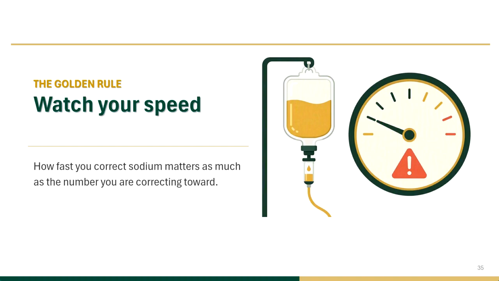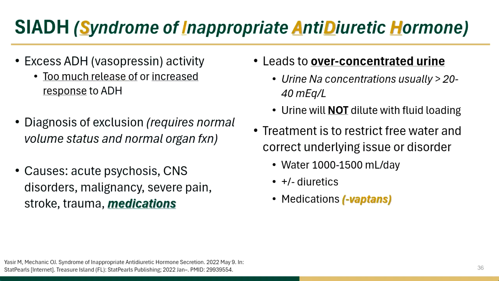How fast you correct sodium matters as much as the numbers that you are trying to fix. All right, so SIADH is called syndrome of inappropriate antidiuretic hormone. Like a lot of things in medicine, they don't really get too creative with some of these. I'm surprised this one doesn't have a name after someone like all the other stuff that you see, but it's just called syndrome of inappropriate antidiuretic hormone.